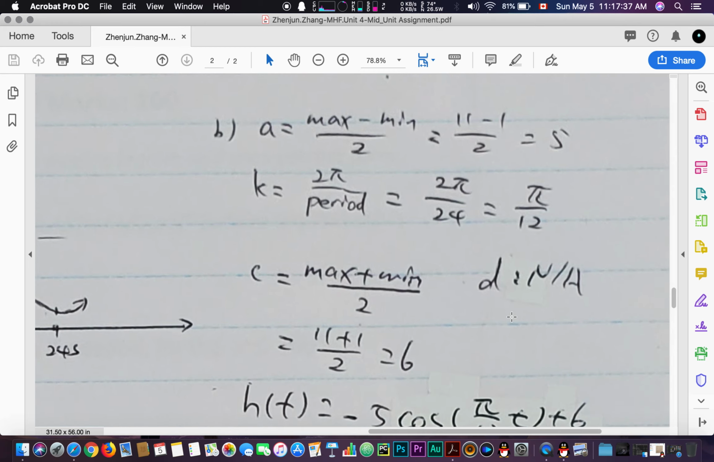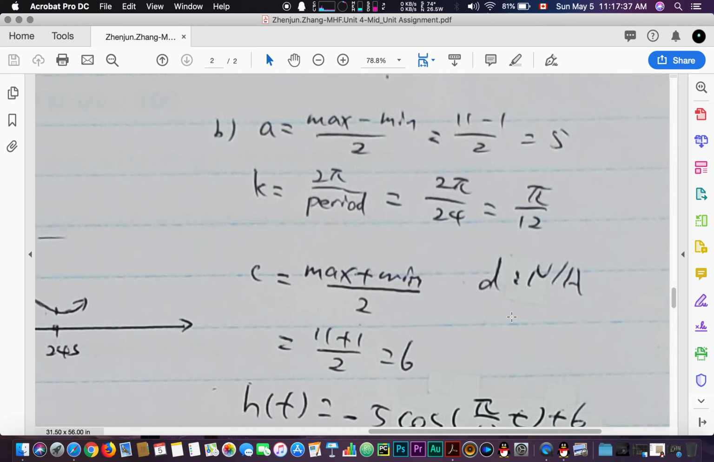And we'll do the C. It is maximum plus minimum divided by 2, which is 11 plus 1 divided by 2, equals 6. And we have our equation here. h of t, which is the height over time, equals negative 5 cosine, bracket pi over 12 times t, bracket back, plus 6. That's our equation.